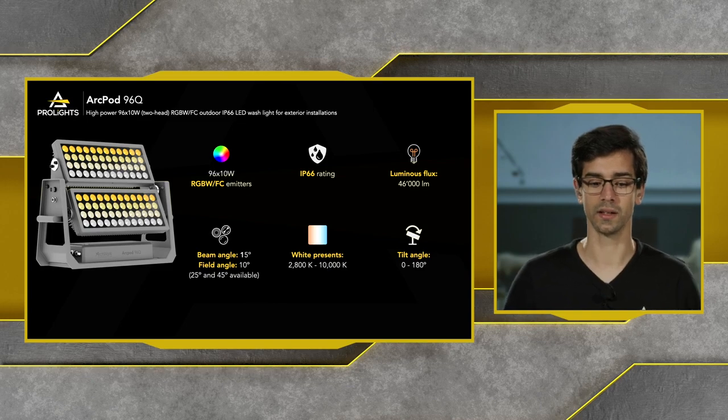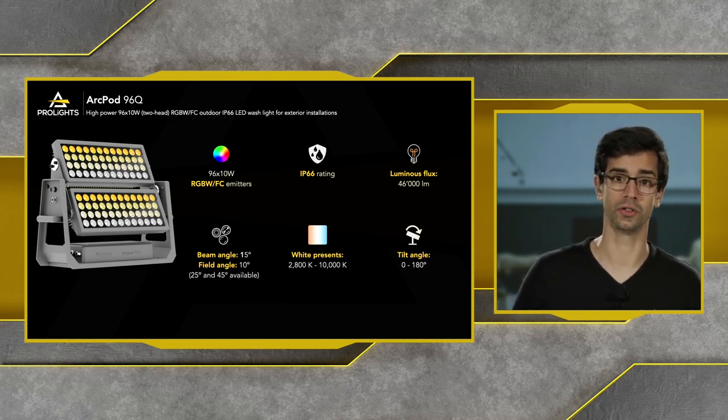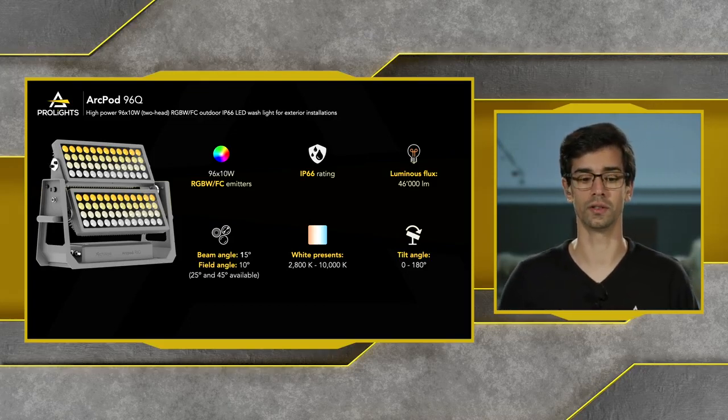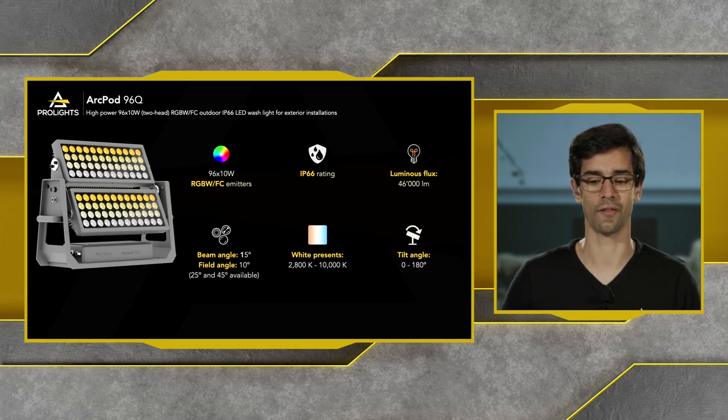The tilt angle, as you can see here, also varies from the previous unit, so we can do a full 180 degree tilt angle on these units with the two heads, and we can have different angles on each head as well, and shape it depending on the objects that we have.